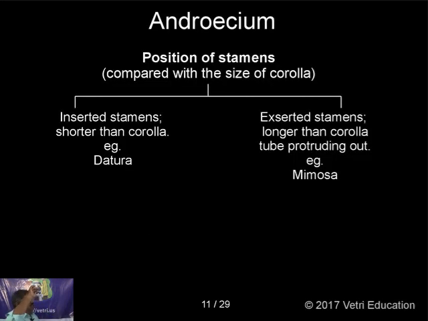Next, position of the stamens compared with the size of the corolla. If you compare the size of corolla and also the filament, these are divided into 2 types. That is called inserted stamens, where the stamens are shorter than the corolla, so the stamens are looking inside the corolla tube. Whereas in exserted stamens, they are longer than the corolla, and the filaments are coming out of this corolla. Example, Mimosaceae family. Example, Mimosa.